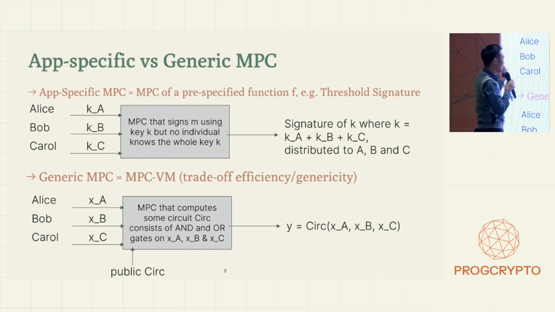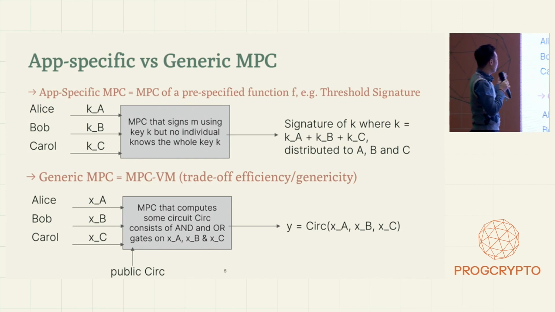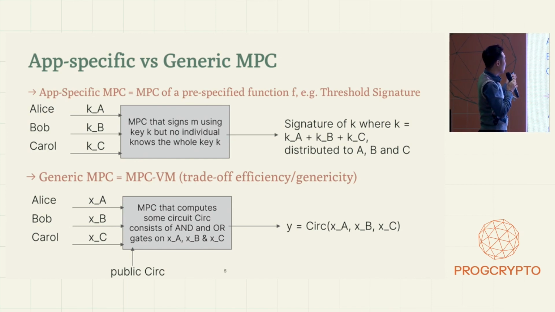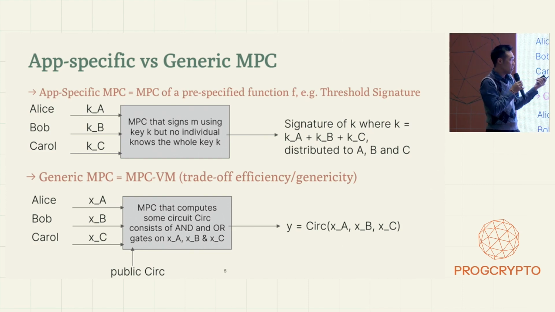The owners of the secret must participate in this MPC box, in the threshold signature protocol, in order to produce the signature.